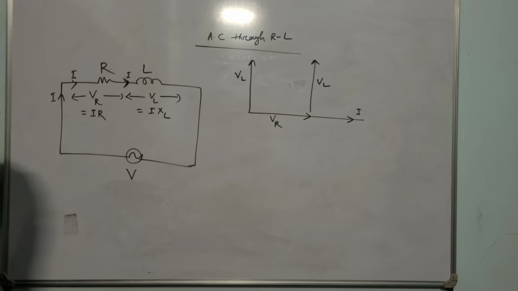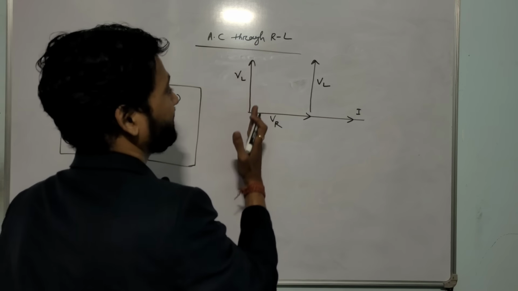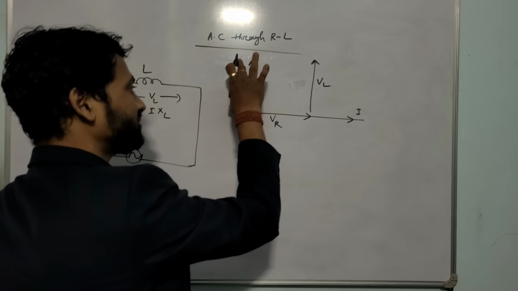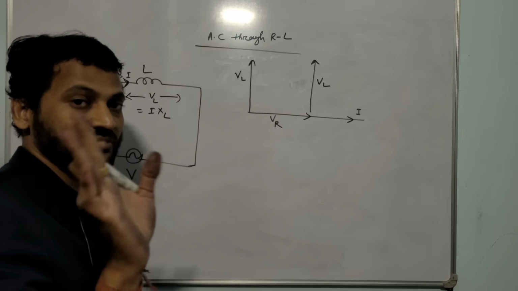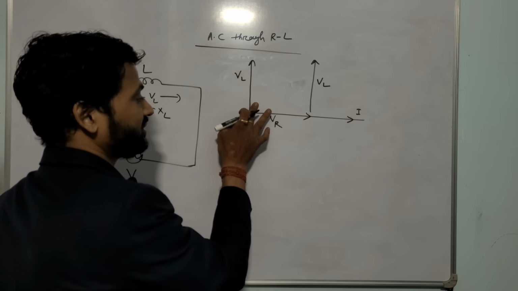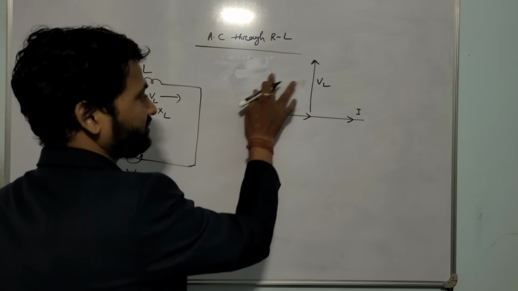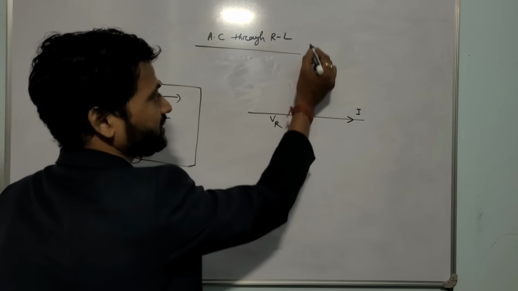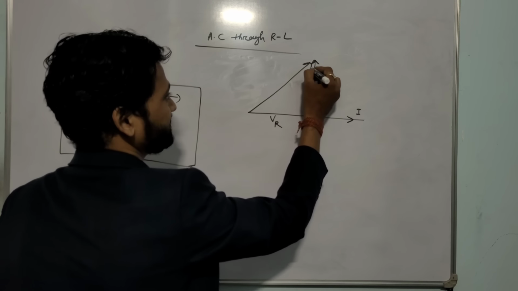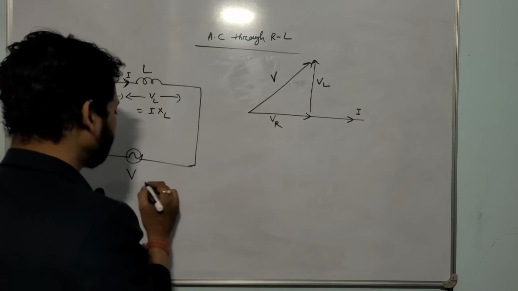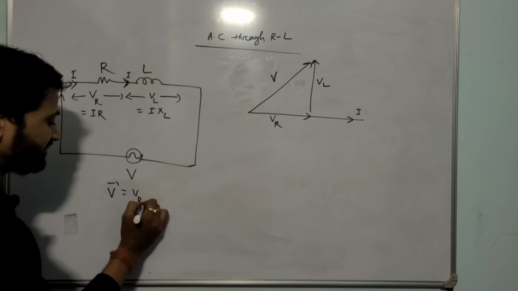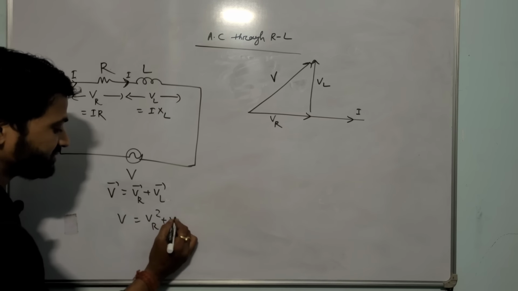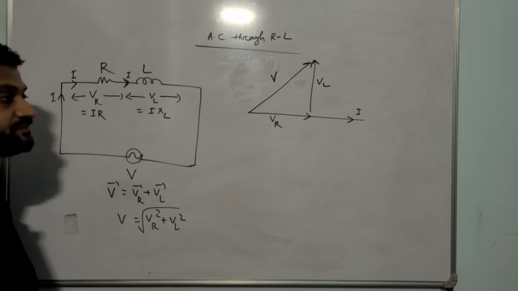Parallel shifting, class 11 physics. You can shift a vector, or change the position of a vector, keeping the magnitude constant and there will be no change in direction. That is called parallel shifting. Once you shift that vector, you eliminate this one. So there are two vectors, both perpendicular. What is the resultant? This one is the resultant. Resultant is V. Here the V vector is the VR vector plus the VL vector. So the mod of V will be the square root of VR square plus VL square.